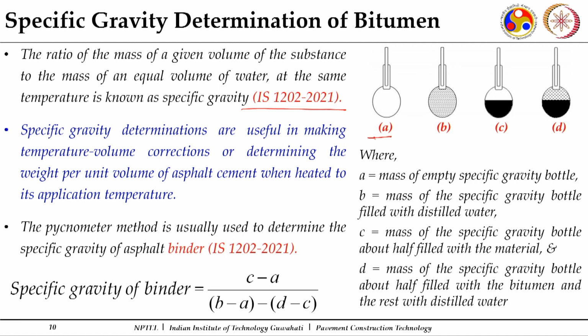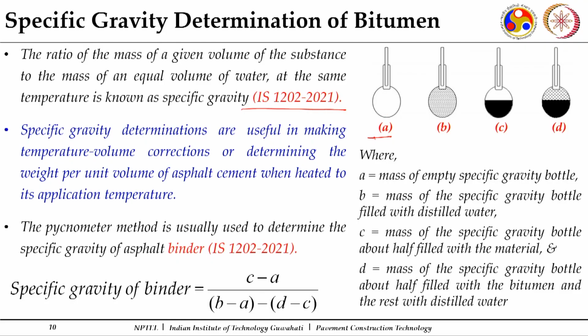It is a conventional method we also use for fine aggregates: specific gravity measurement by using pycnometers. These are small pycnometer bottles. Here you have an empty pycnometer bottle, the second one filled with water, and the third one first half filled with bitumen, approximately half filled, and thereafter the remaining part is filled with water. And I need to work out the specific gravity of bitumen.